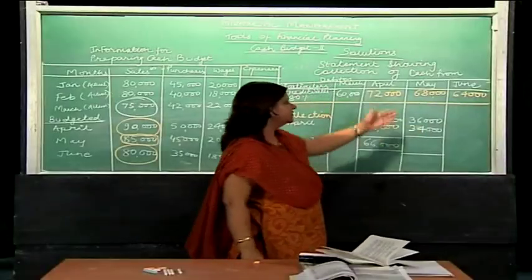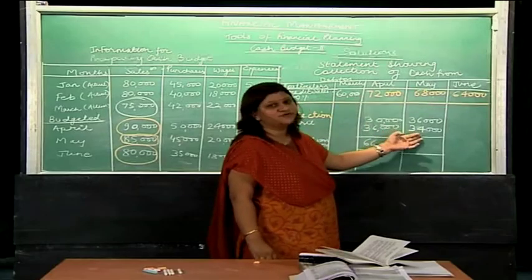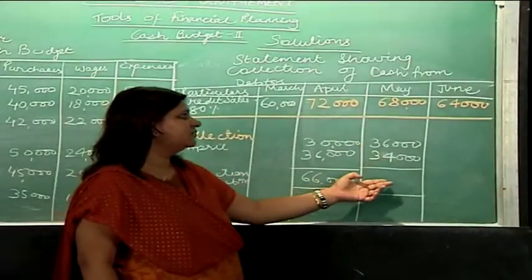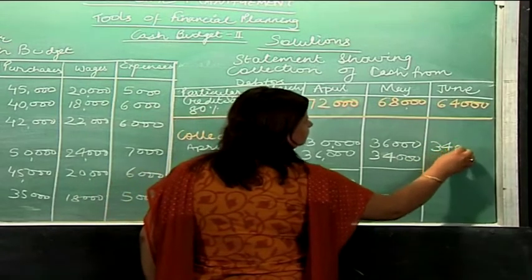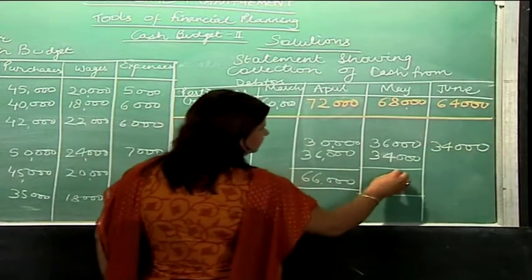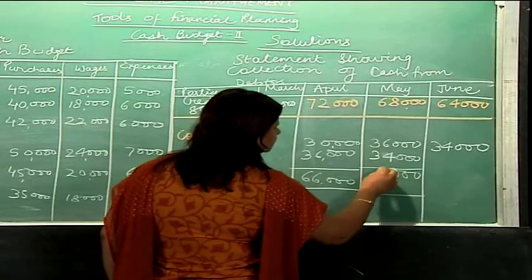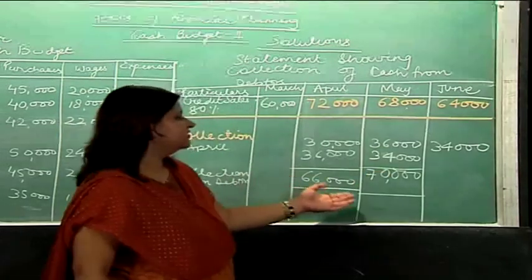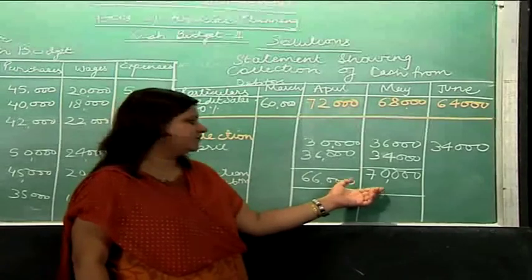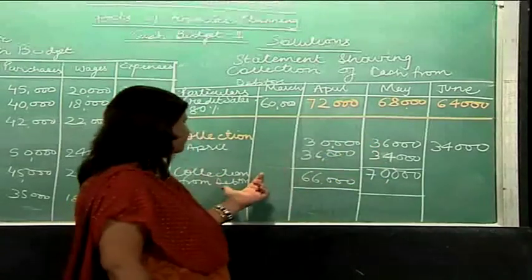So half of the 68,000, that is 34,000, shall be received in the month of May only and remaining half will be in the month of June. So it will give us the figure as 70,000. 70,000 will be the cash collection from the May.